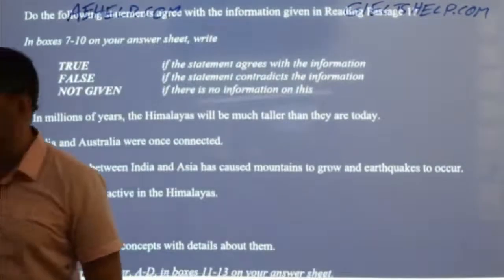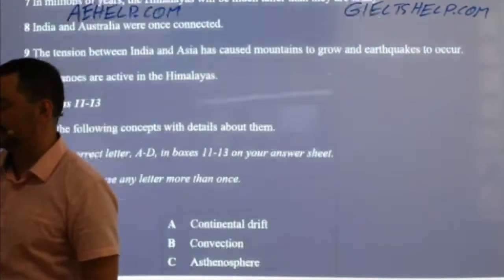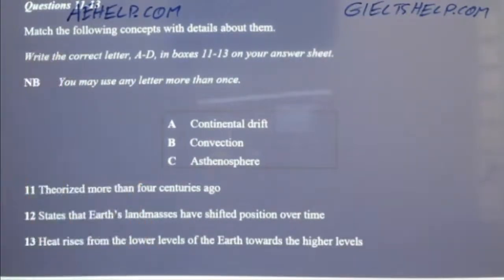True, false, not given. We have four of these questions. We just ignore them. True, false, not given. Never read those before the passage. They can really confuse you about the content.